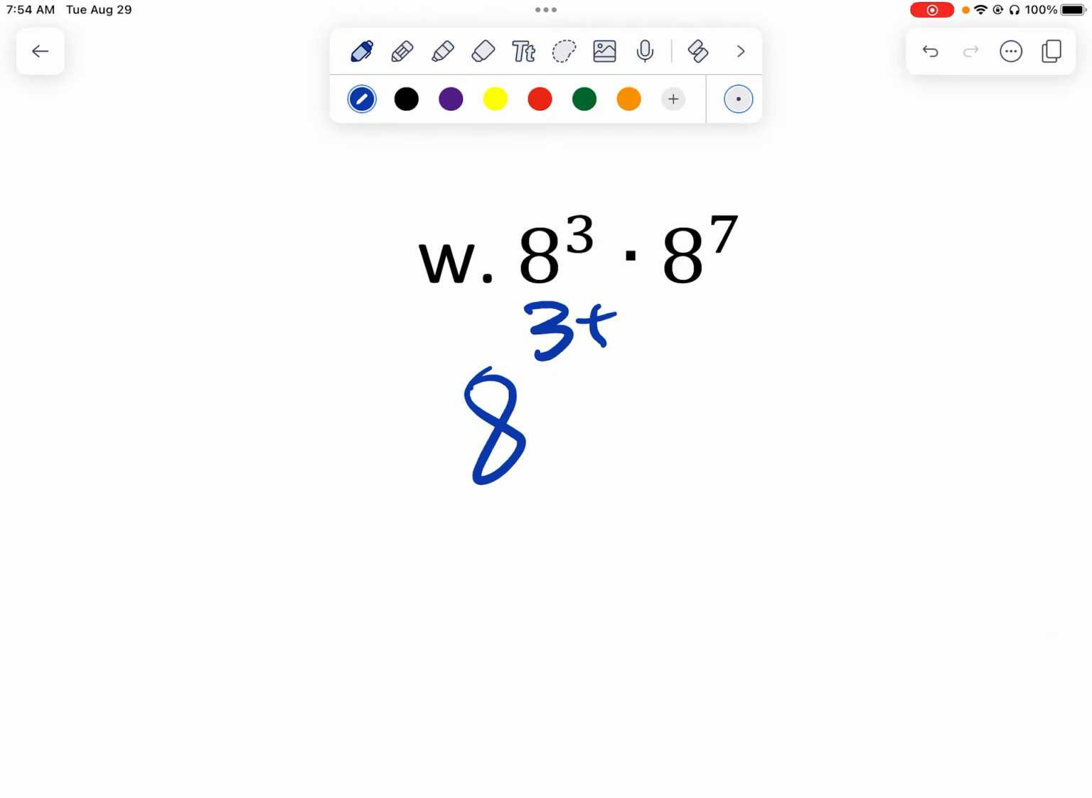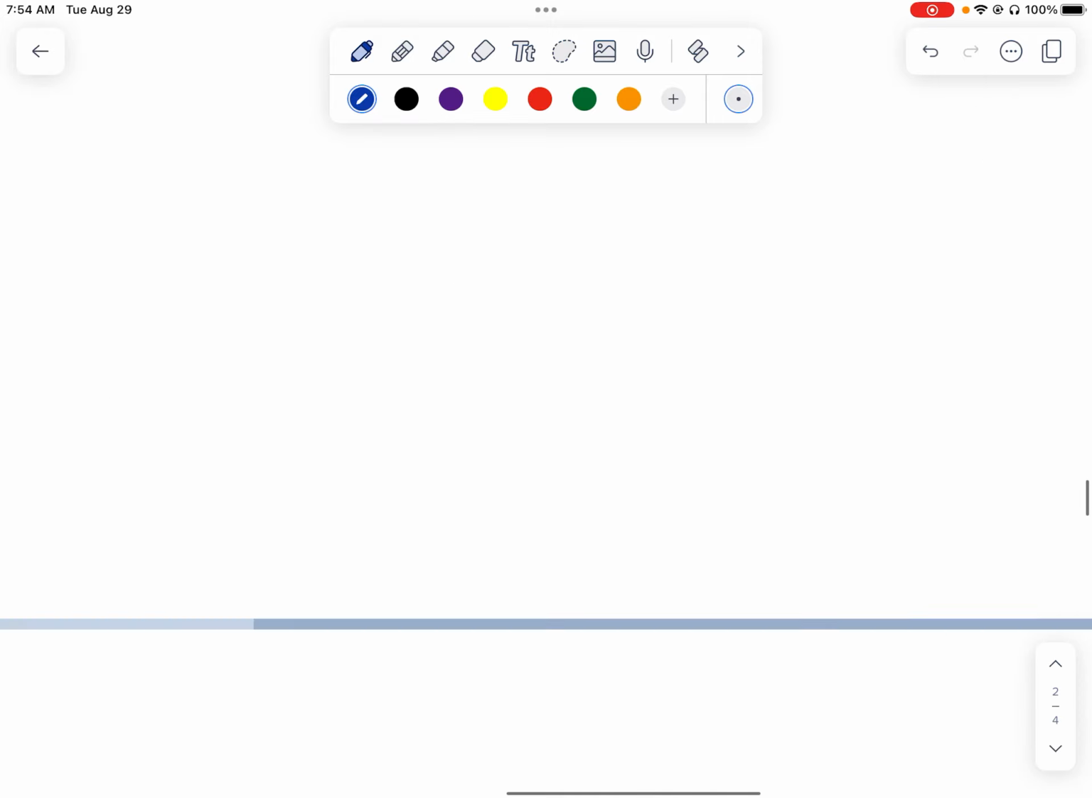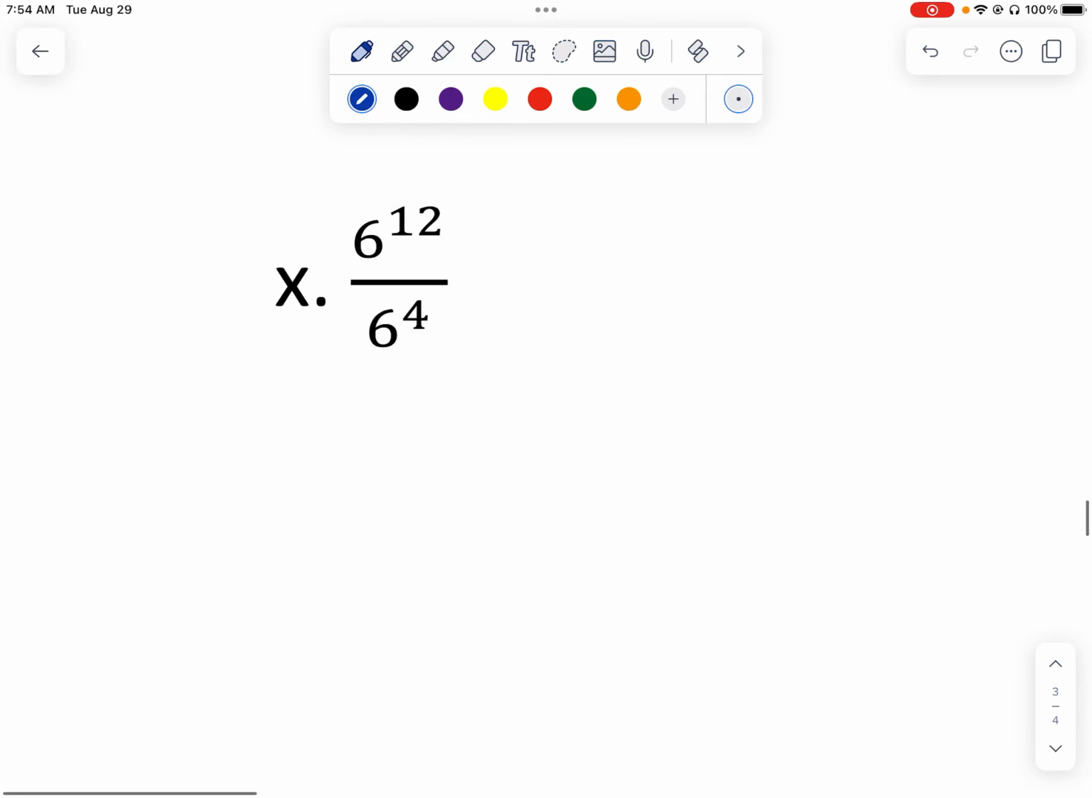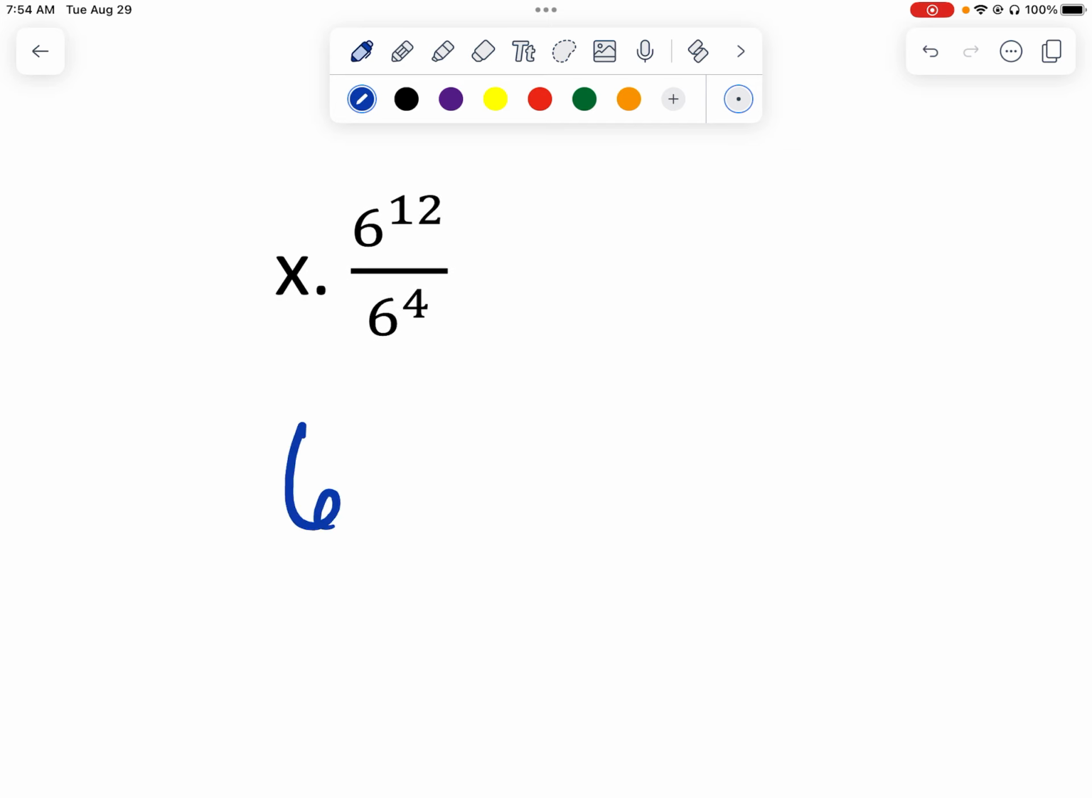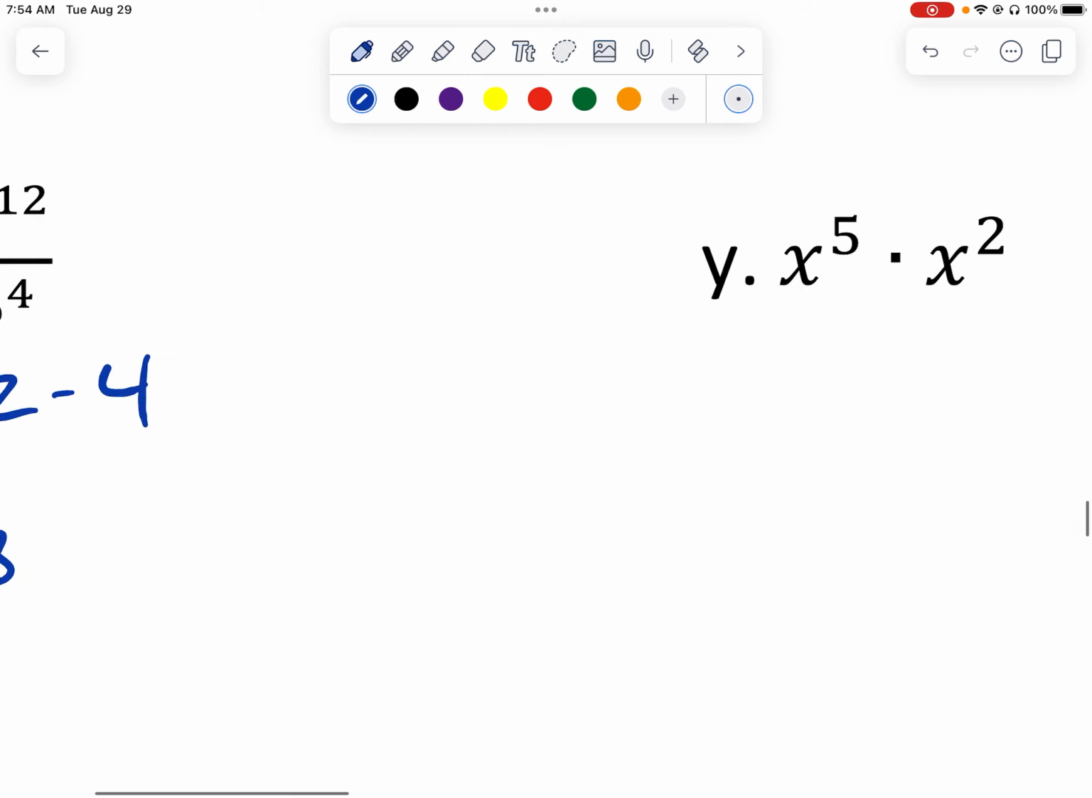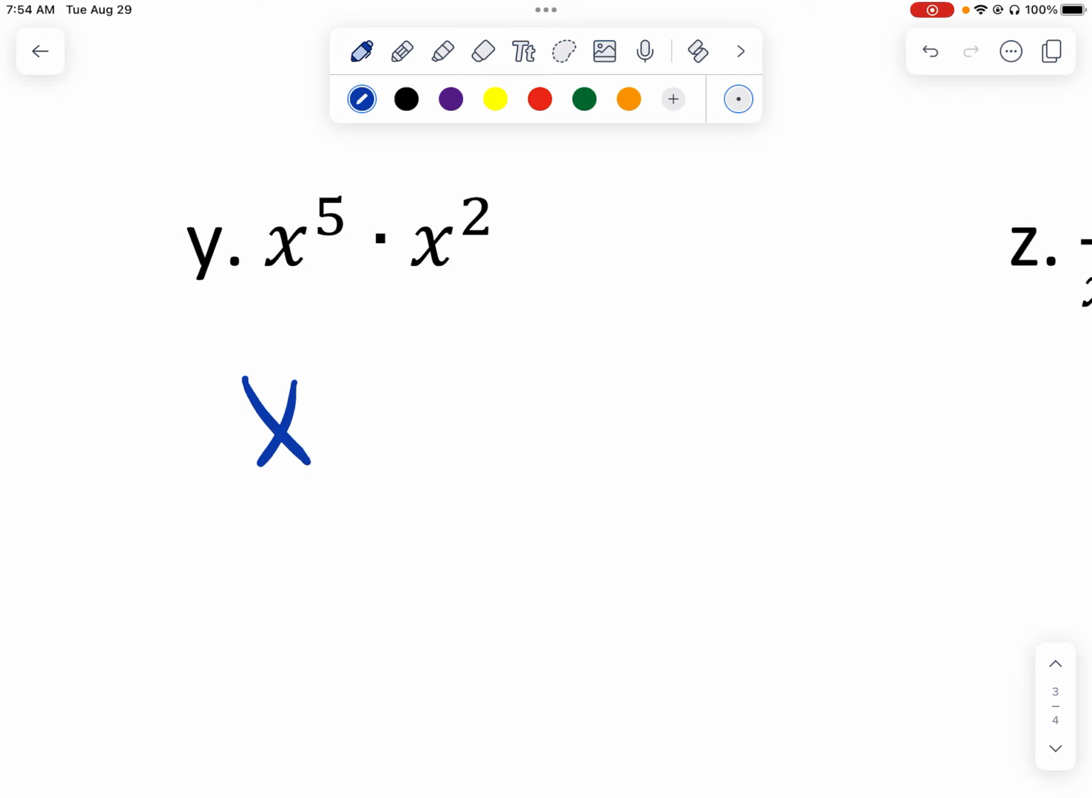Bases are the same, so I add my exponents. Bases are the same, so I subtract my exponents. Bases are the same, we have multiplication, so we add our exponents.